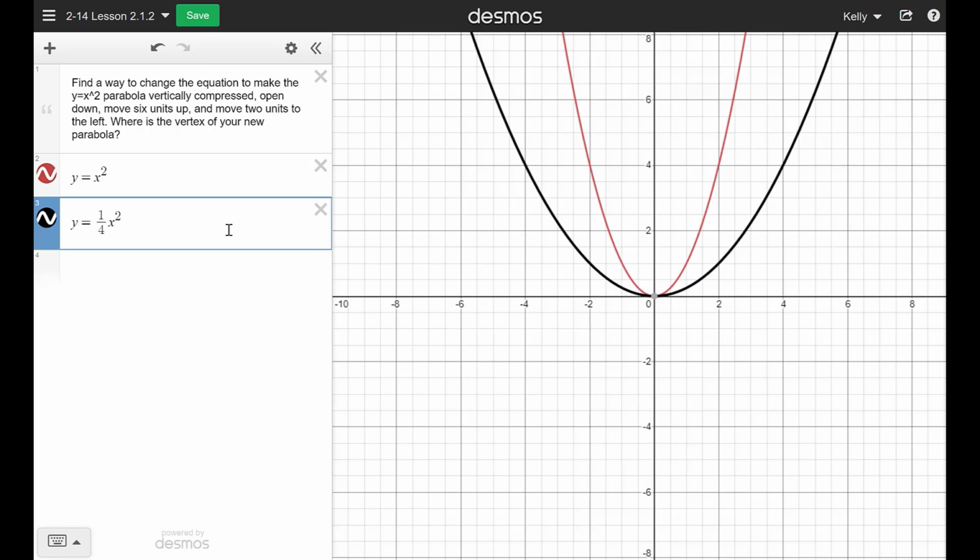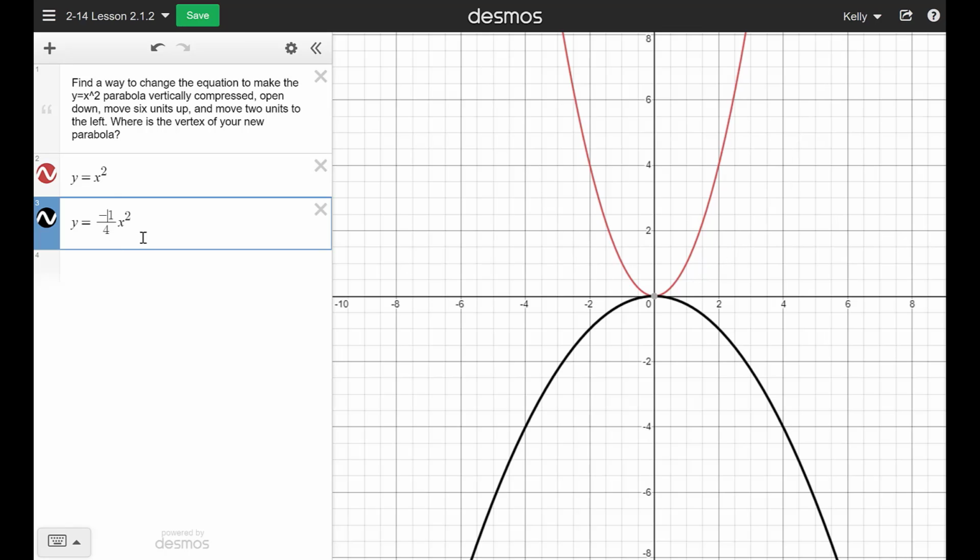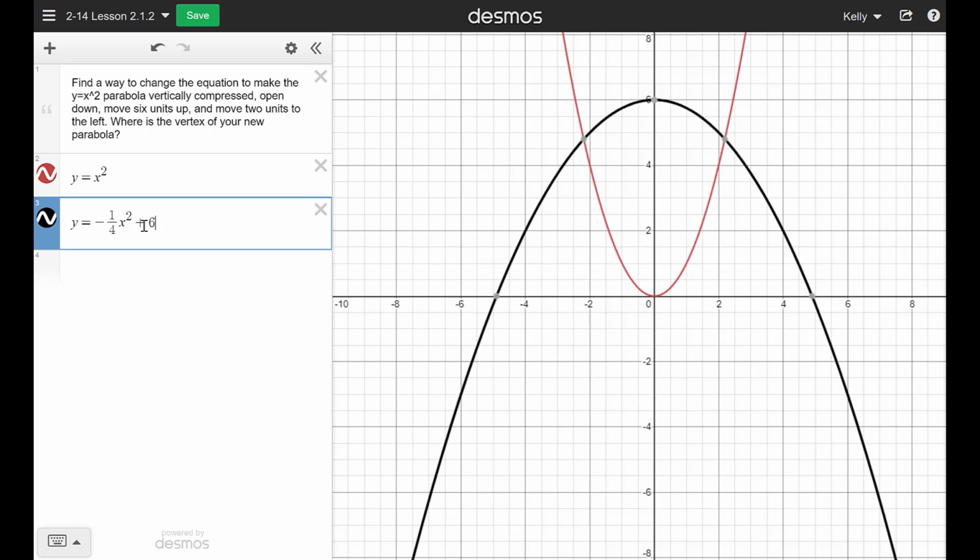Then it says that we need it to open downward. The only thing I need to do to open it downward is put a negative in front of it. I did that last time too, so let's do this. All right, there we go. Then it says move 6 units up. We don't have any parentheses, so we don't have a horizontal translation yet, and the vertical translations always happen outside of the parentheses. So we're going to add 6. You see where it's happening. It moved up 6. So now you are at 0, 6 for your vertex, and it's a maximum.